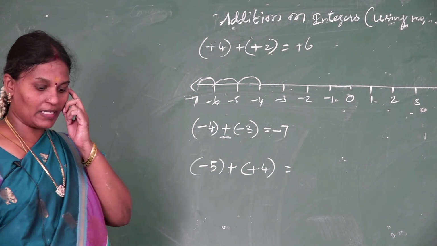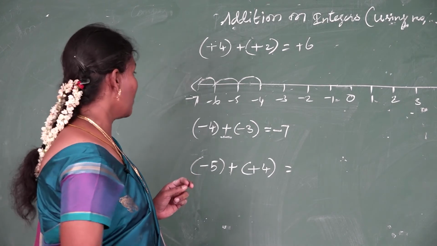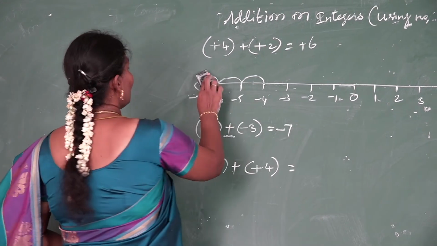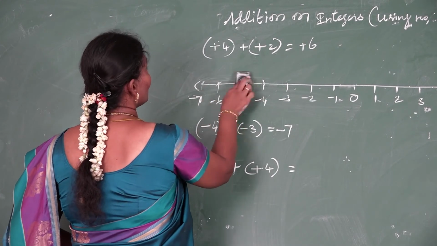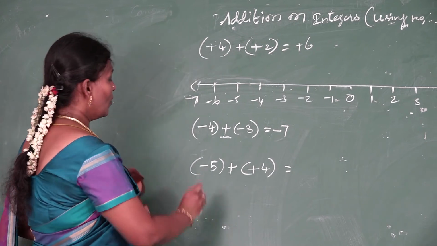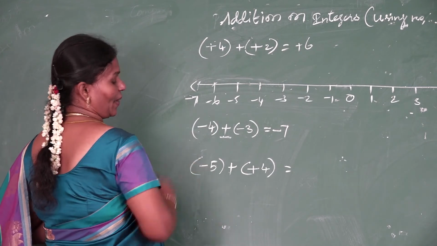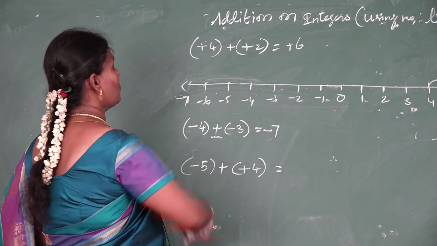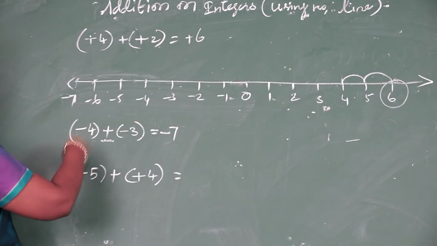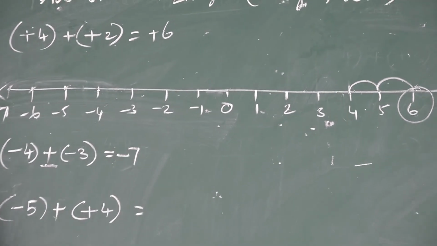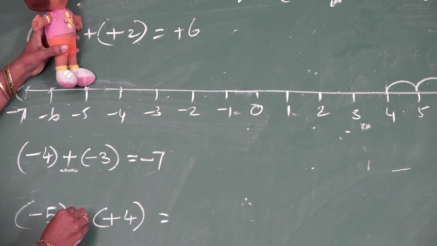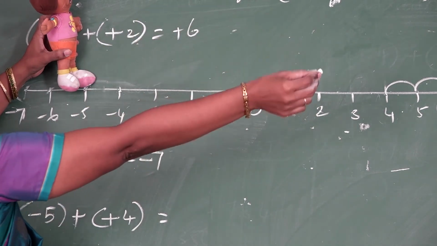Minus 5 plus plus 4. Now we see how to add these two integers. One is a negative integer and one is a positive integer. See here, the first integer is minus 5. Where is minus 5 on the number line? Yes, the left side of the 0. Yes, here is minus 5. Stand on minus 5. This is the addition sum, so you always face the right side.